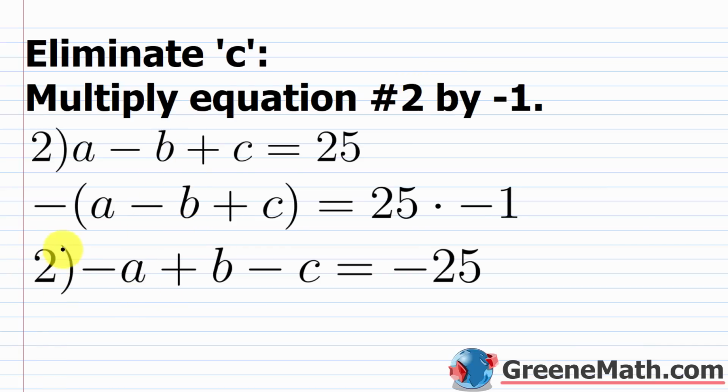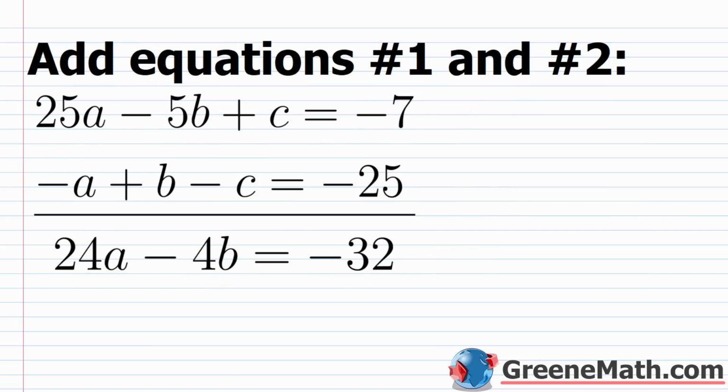You're going to end up with a modified equation 2, which is -a plus b minus c is equal to -25. And then we're going to use that to add equations number 1 and number 2. So we're just going to go through and say 25a minus a, that's 24a, and then -5b plus b, that's going to be -4b. Notice that you have plus c and then minus c. So those are going to cancel. And then we have our equals here. On the right side of that, we have -7 plus -25. That's going to be -32. So we get this as equation 4.